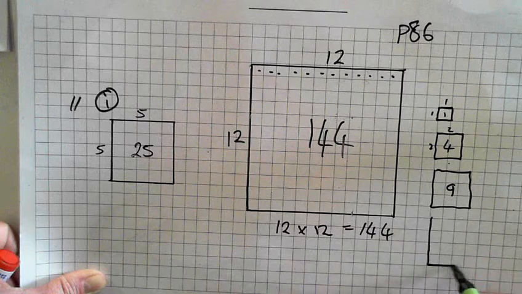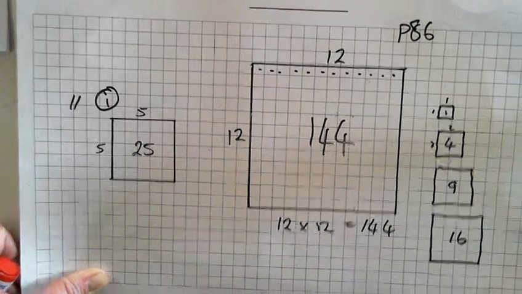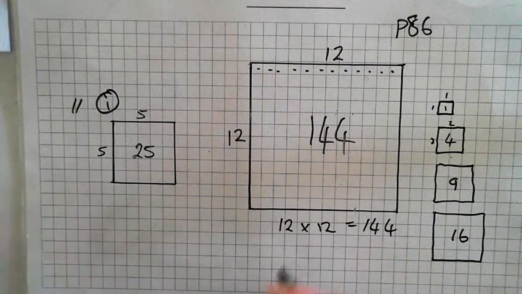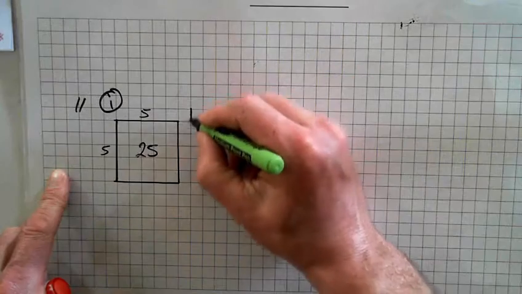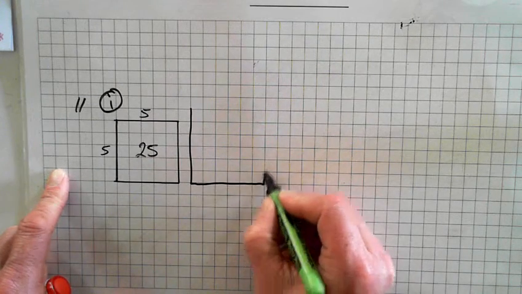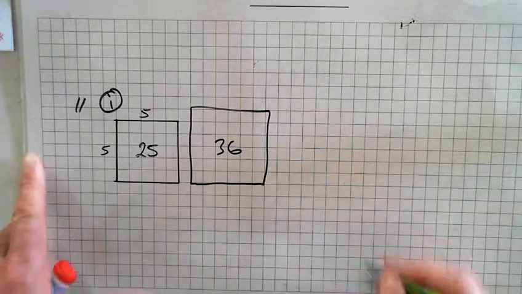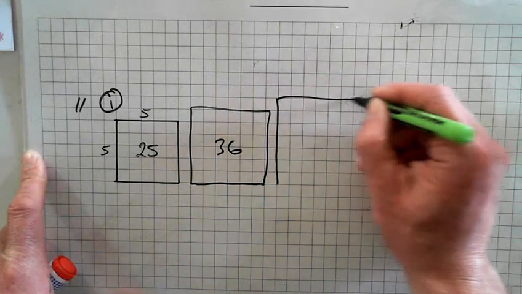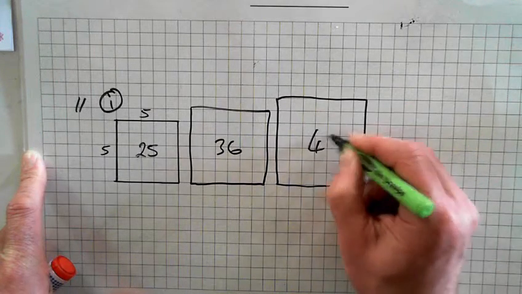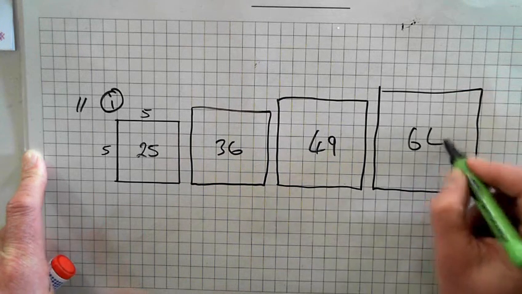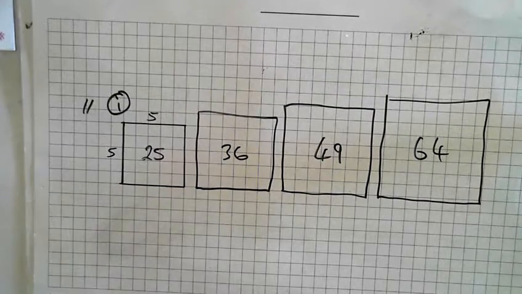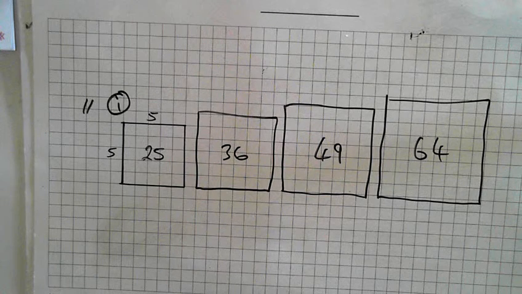4 by 4 is 16. We've already got 5 by 5. After 5 by 5, what have we got? 6 by 6 makes 36. You can keep going. 7 by 7, 49. 8 by 8, 64. 9 by 9, 81. It never stops. 10 by 10, 100. 11 by 11, 121. And 12 by 12, 144. Brilliant.